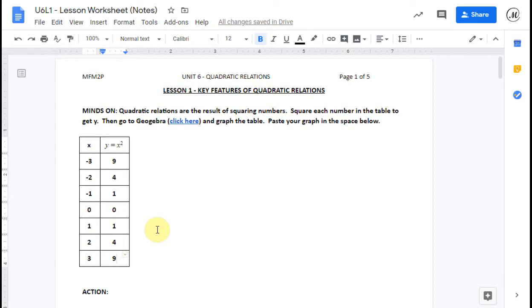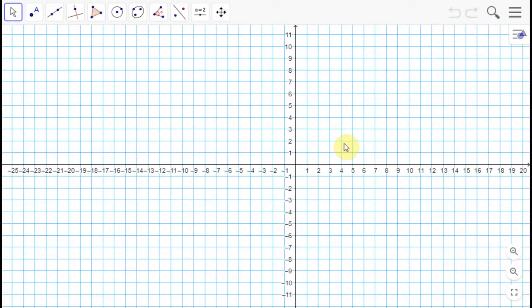Now what you would have done is gone to GeoGebra. So I'm going to go to GeoGebra and graph it and then put my graph in here so I can see in a visual way what this graph looks like and what its shape is. So we're going to plot the points of the parabola, or the quadratic relation. You can go back and look at the table of values, or you can do the calculations again.